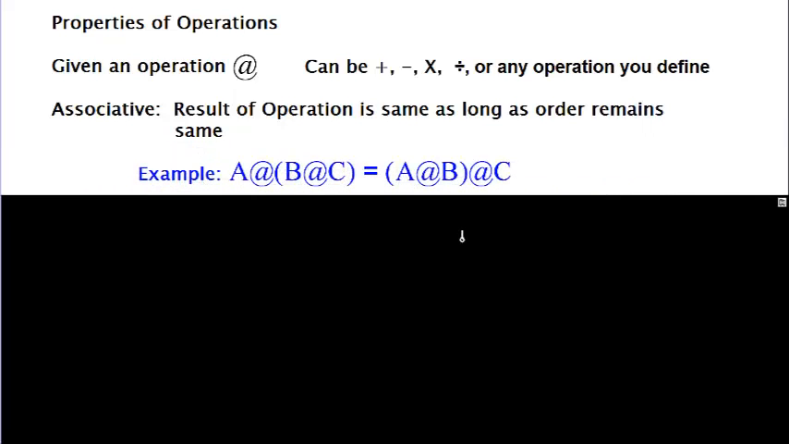For example, if we have that operation @, and we have (A @ B) @ C, where A and B are grouped together, and if that is equal to A @ (B @ C), where B and C are grouped together, in other words, we've kept the order, but we've moved the groupings around. If those operations result in the same value, then we would say that the @ operation is associative.